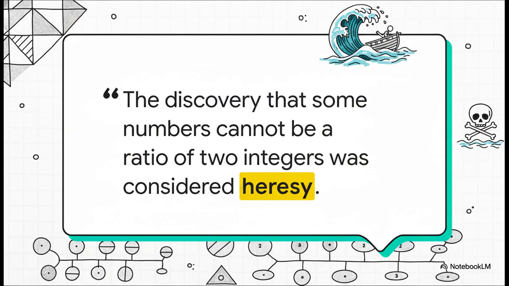And I'm not kidding when I say this discovery was treated like heresy. I mean, the Pythagoreans, their whole worldview was built on these clean, perfect ratios. And this just shattered it. The legend is that the guy who spilled the beans was literally thrown from a ship and drowned for it. That's how serious this was.